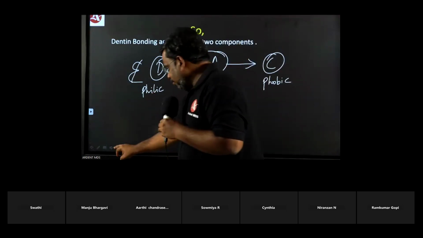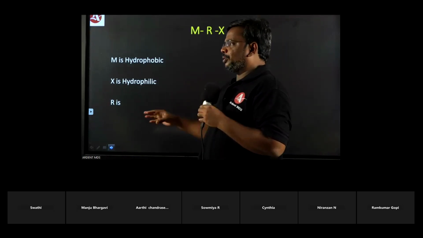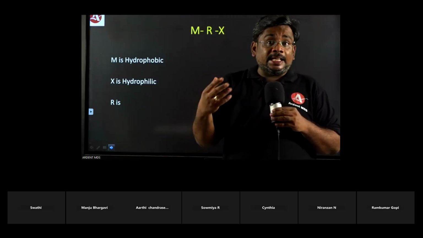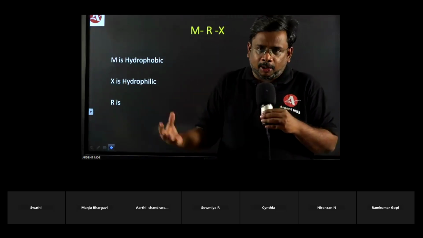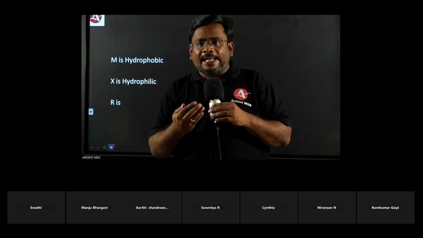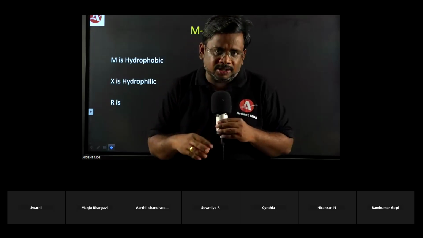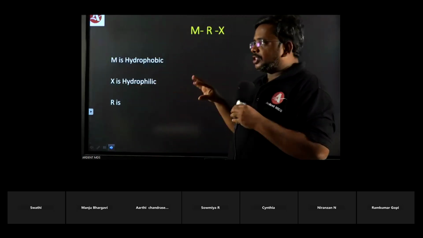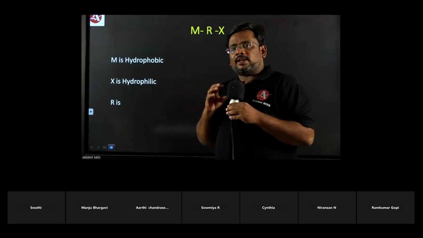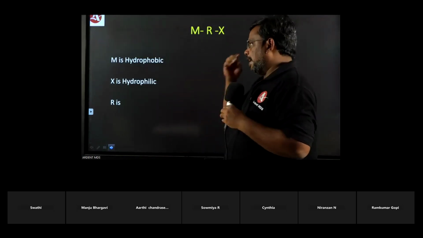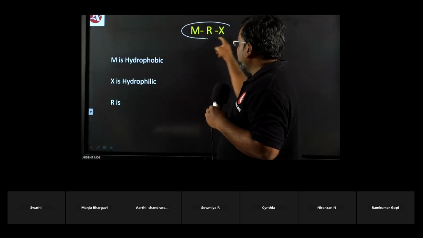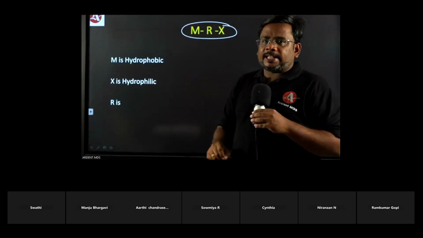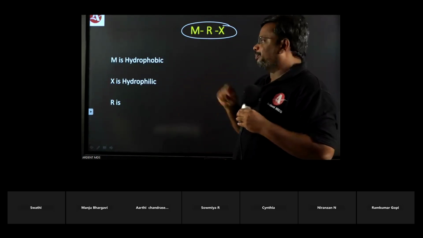Even though the problem is solved, there have been many evolutions in the dentin bonding agent. Many generations of dentin bonding agent have come out. Let's see how each generation of bonding agent works. What is the difference between each generation of bonding agents? Before this, what does the dentin bonding agent have? It has a group called MRX. Simply, it is called MRX. So what is this M? What is this X? This is an expected question for your exam.